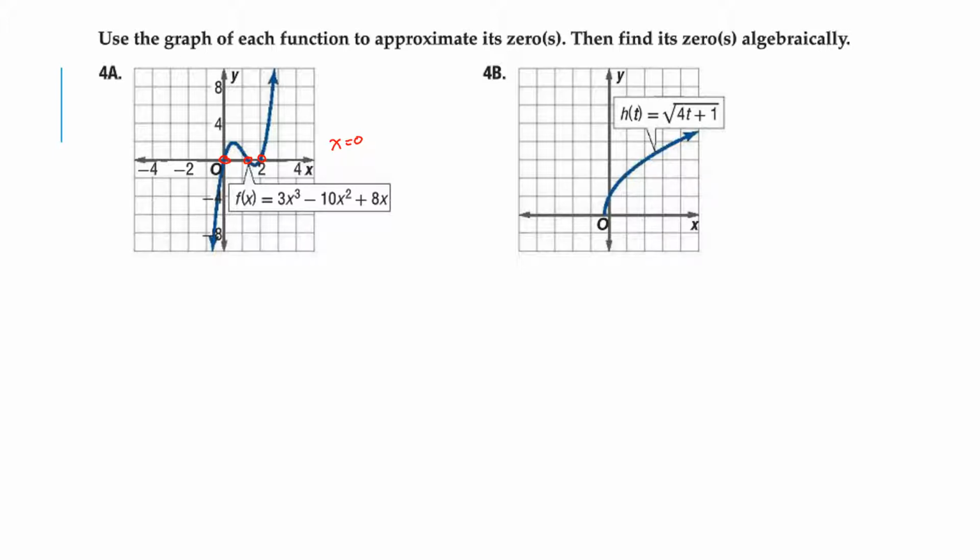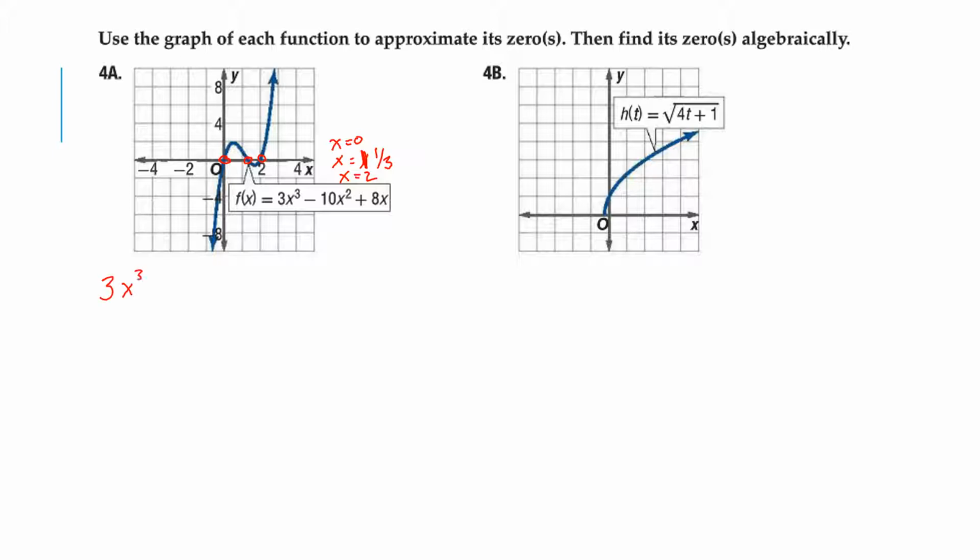It looks like maybe here it will be x equals 1 and 1/3, maybe something like that. And here it looks like x equals 2. Okay, so let's go ahead and work through this problem algebraically. We now have what we graphically estimated. So algebraically, we need to solve this problem by factoring.